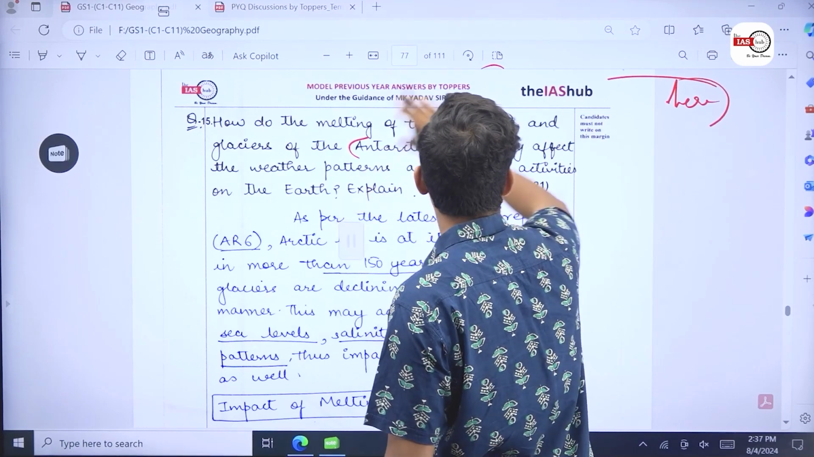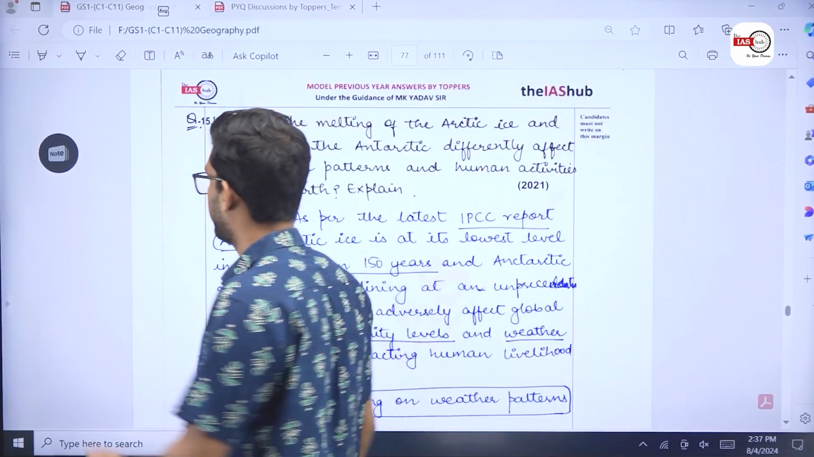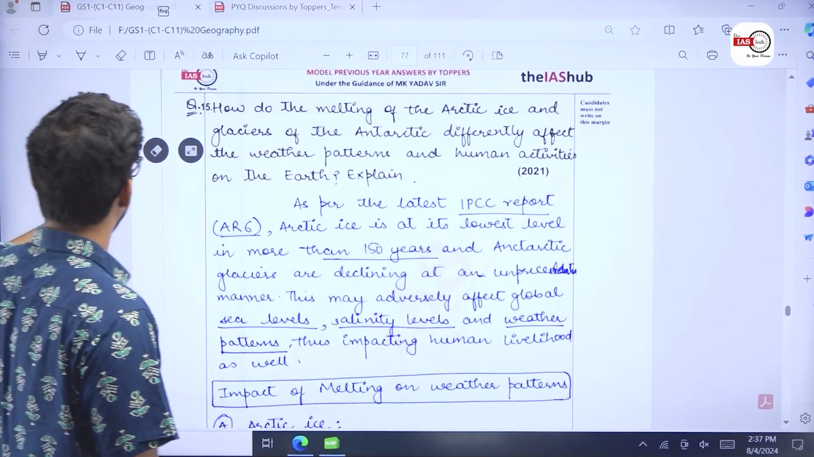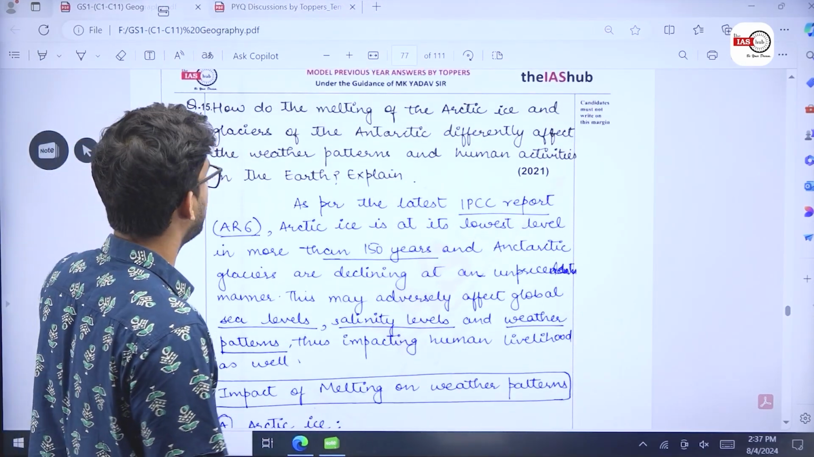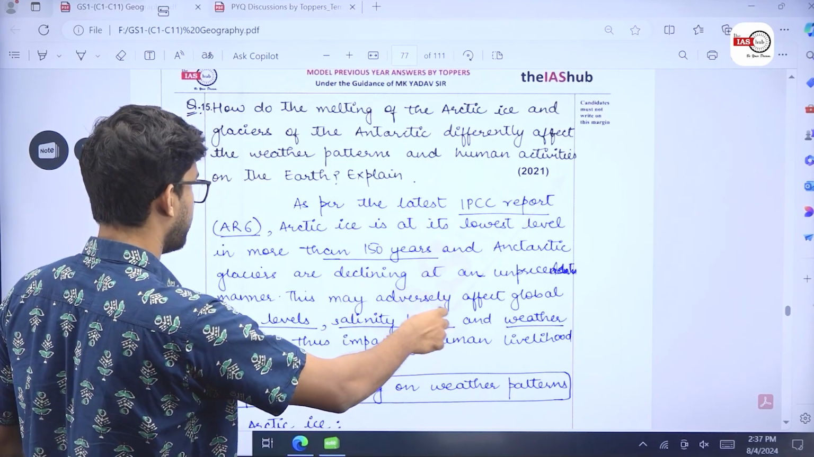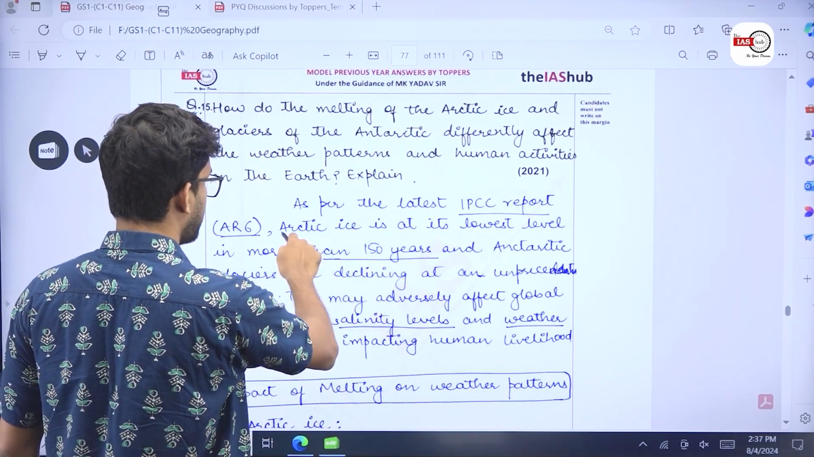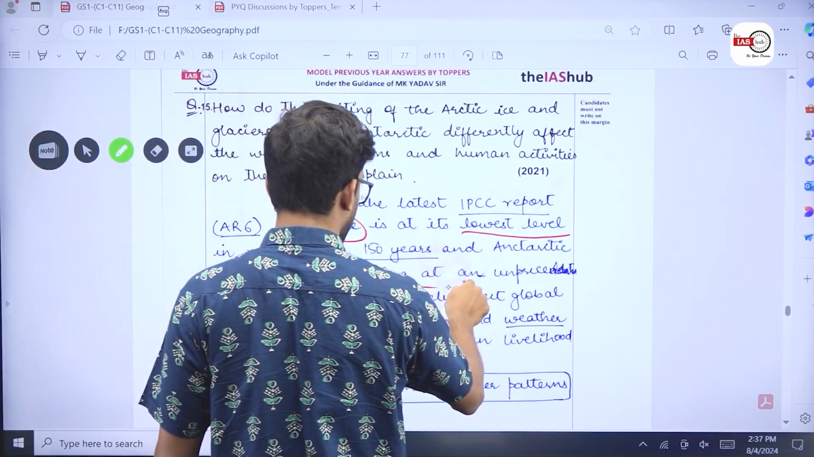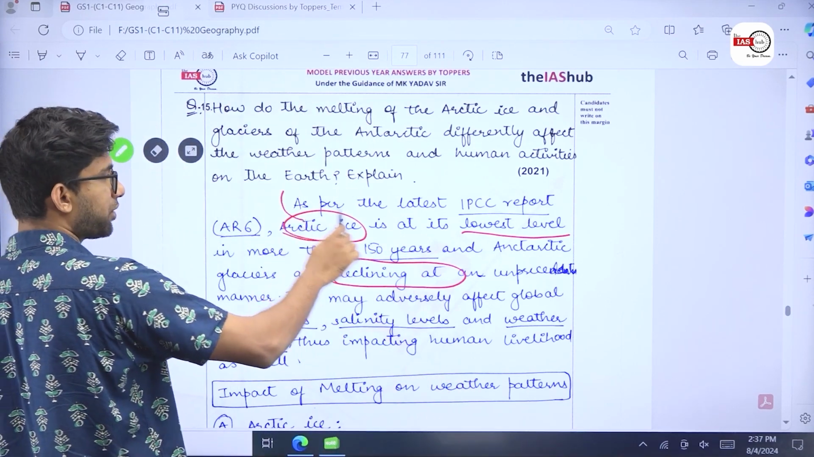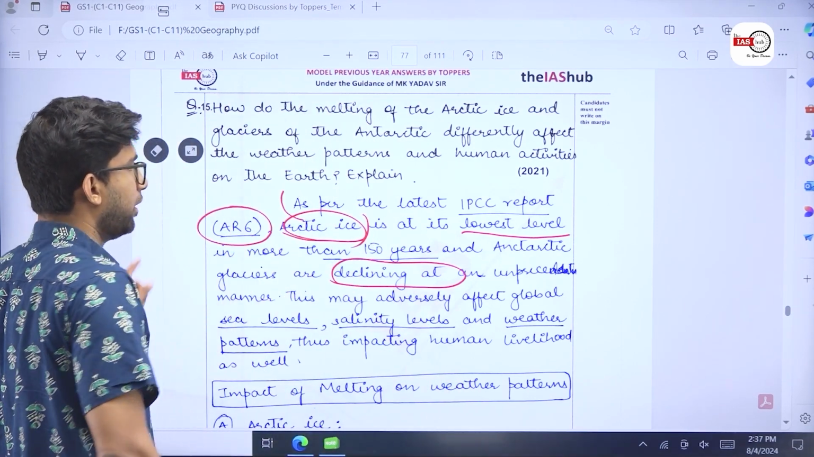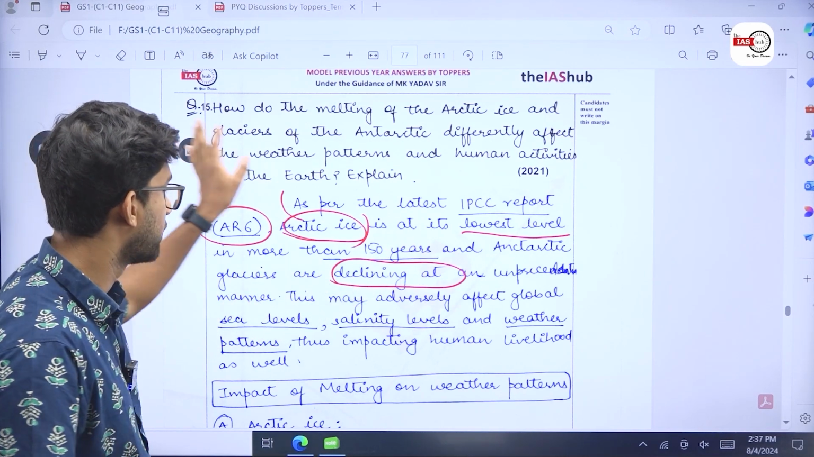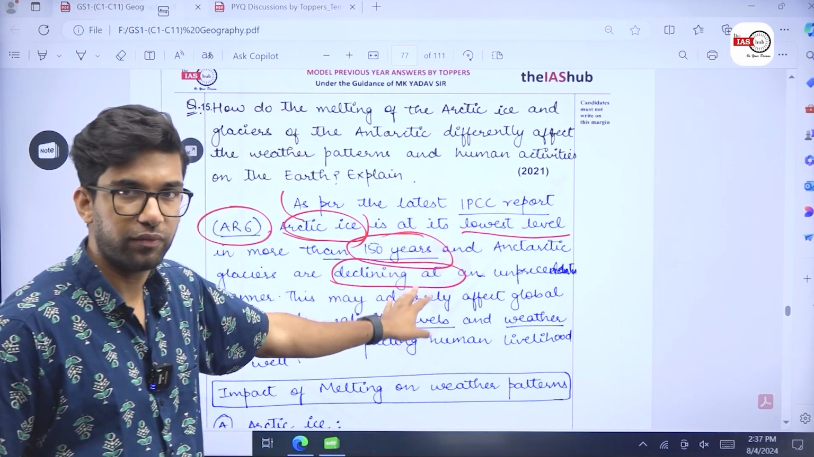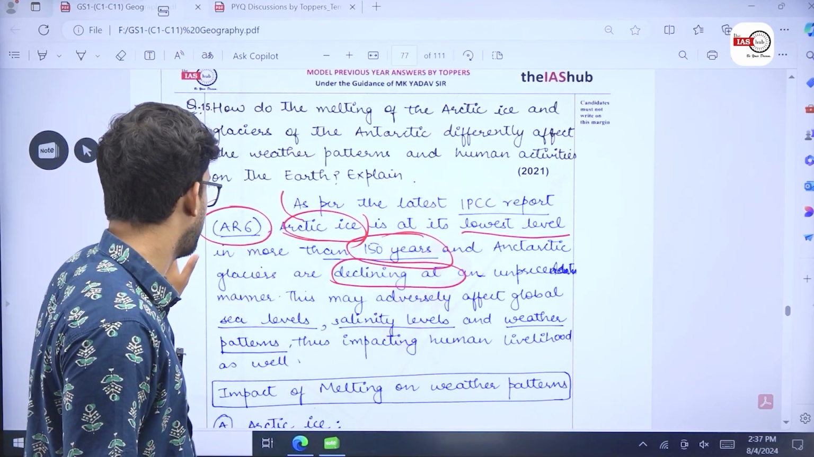Okay. Now, going to the structure of the question, how should we write the answer? Since they're asking about the melting of the Arctic ice, that is in fact what we have told here. Arctic ice is at its lowest level. Antarctic glaciers are declining at an unprecedented rate. We only have specific information about the Arctic ice. We just had the AR6 of the IPCC report, and we have very specific information there: lowest level in 150 years. About the Antarctic, we do not have very specific information.